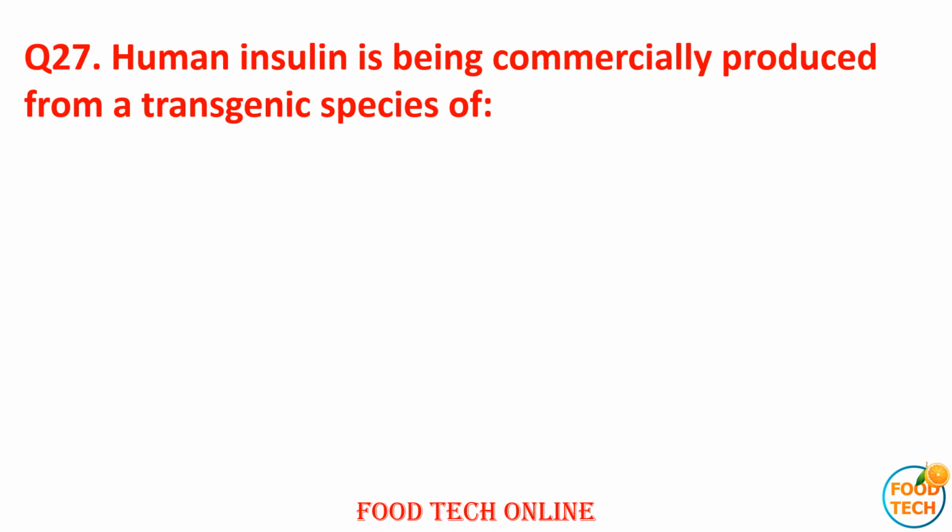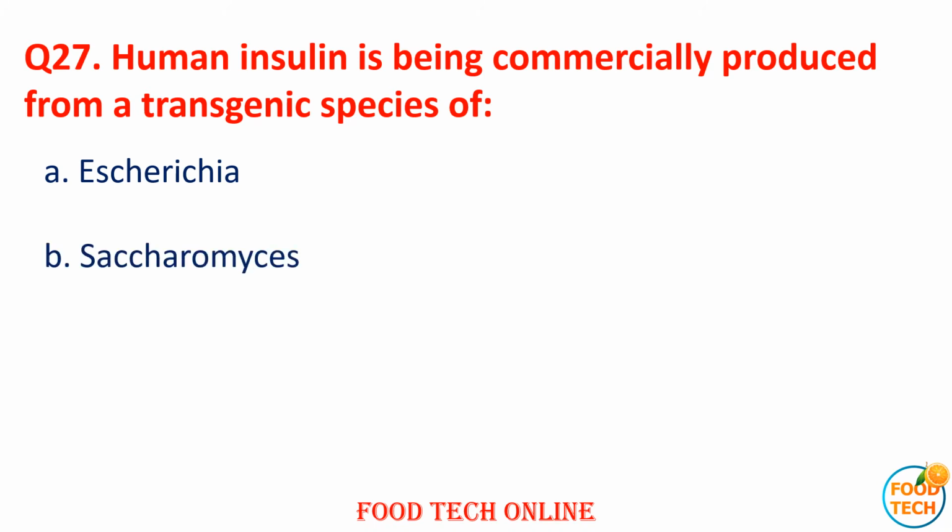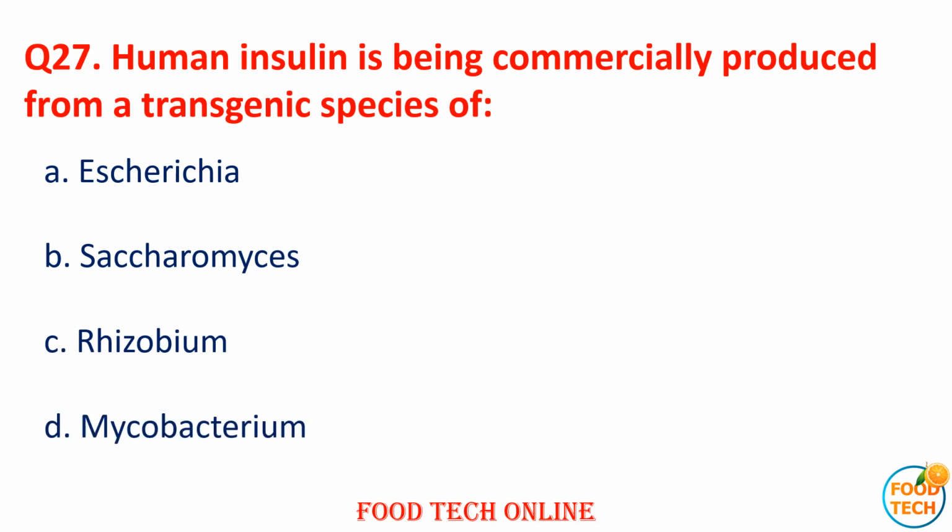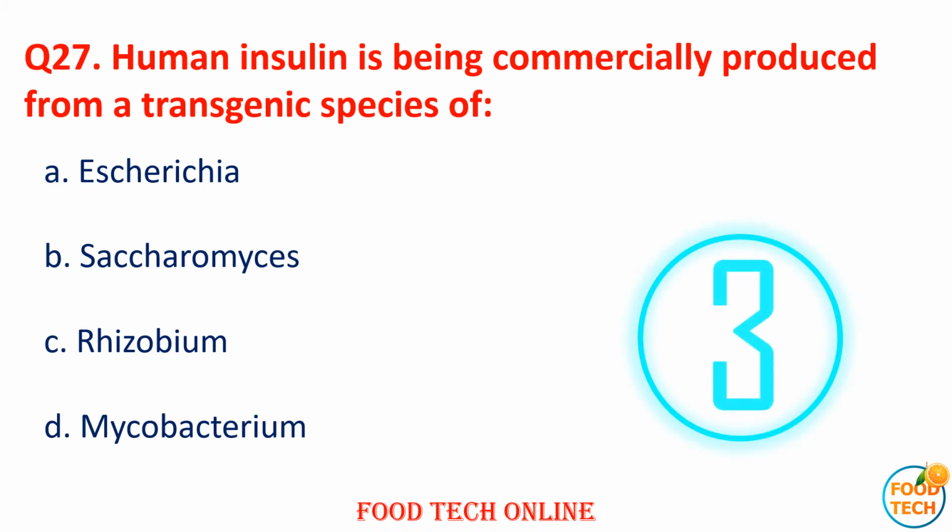Question 27. Human insulin is being commercially produced from the transgenic species of A. Asparagus, B. Saccharomyces, C. Rhizobium, D. Mycobacterium. Answer A. Escherichia.